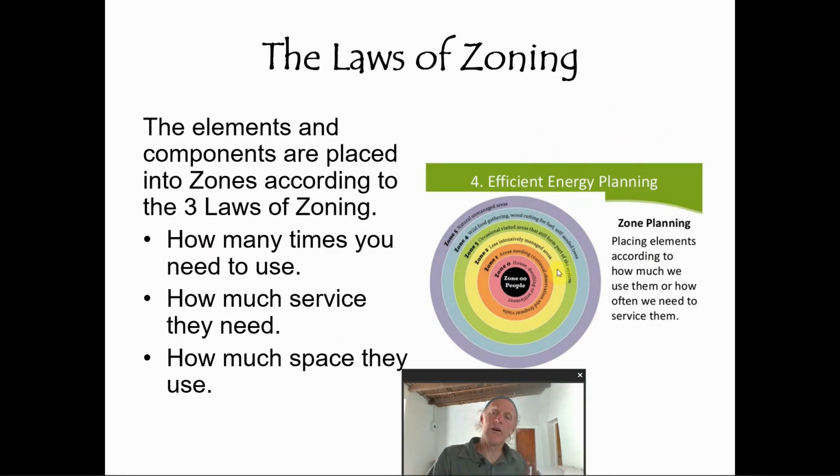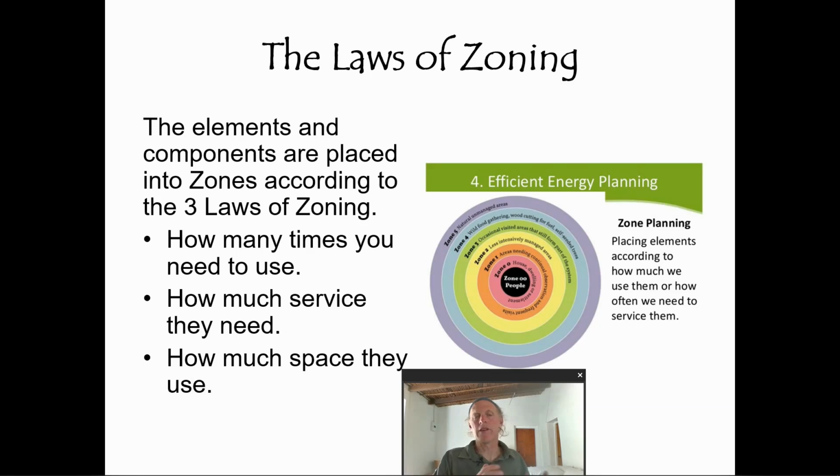And so how we place elements into the zone model has got to do with 3 laws of zoning, okay? They apply to every element that we want to bring into the design, whether it's a vegetable garden, a food forest, cattle, bees, a nursery, a workshop, those elements. You will test where they need to go by virtue of applying the 3 laws, okay? And the 3 laws are quite simple and easy to understand.